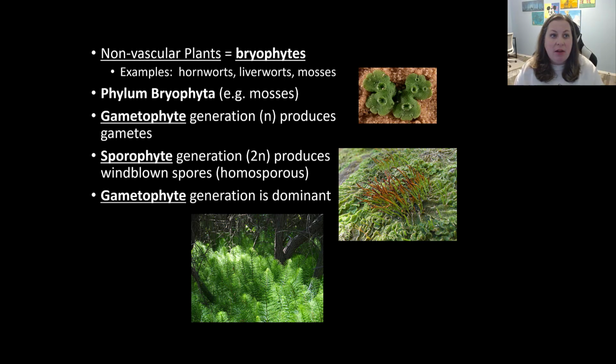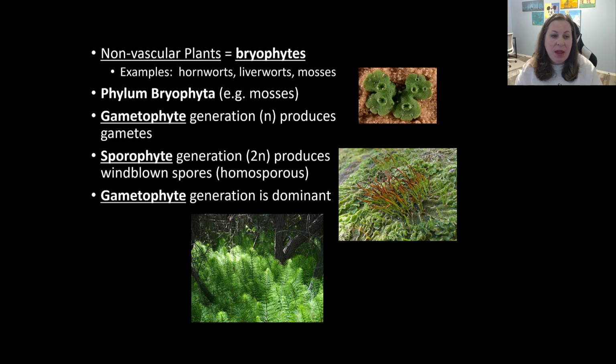So let's talk about our non-vascular plants first. These are known as the bryophytes. Examples here are hornworts, liverworts, and mosses. Now they are part of the phylum Bryophyta, okay? And again, one of the main examples that you're going to be looking at in the lab and that sort of thing are mosses.